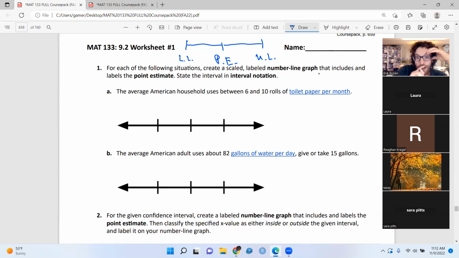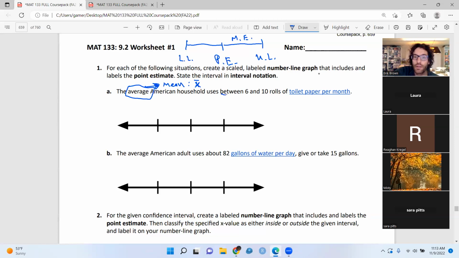So your job is to figure out what's the point estimate and what's the margin of error, or are we given limits or what? Now I'm noticing that this first one says the average American household. Ooh, this is a special word. What does this word tell us? The mean. Good. We're going to be working with a mean here, meaning the statistic of interest will be an X bar. Okay, so the average American household uses between.